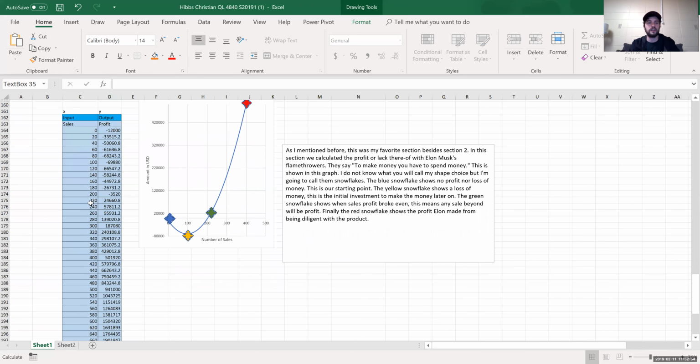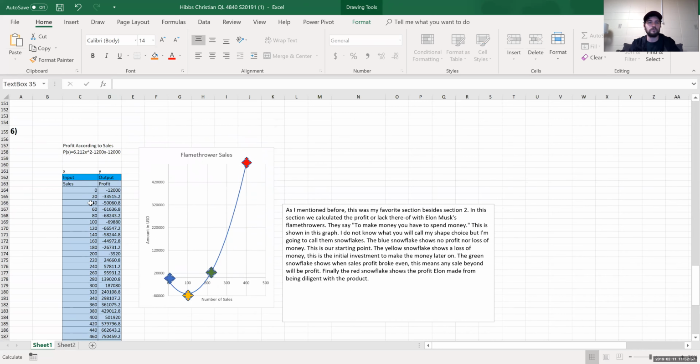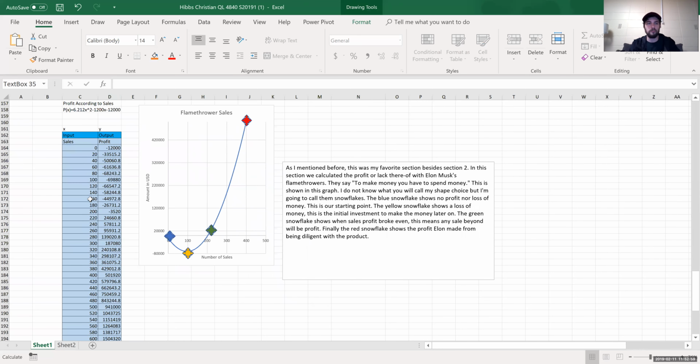So what we're calculating here is profit according to sales, so how many sales it takes to make a good profit margin. The blue snowflake is where we start. That's our base. We have no profit. We also have no loss of profit. Pretty self-explanatory. Our yellow snowflake is where we lose profit.